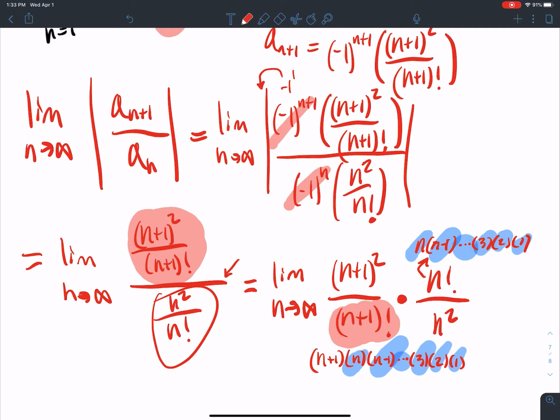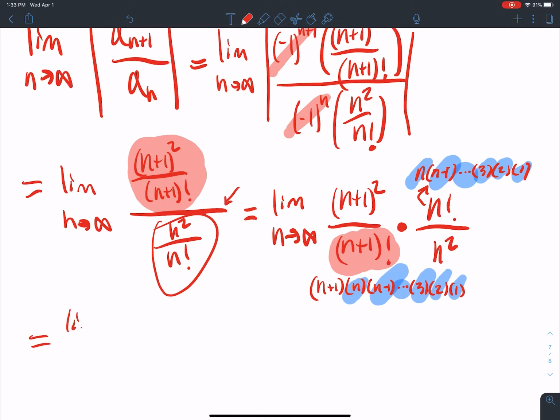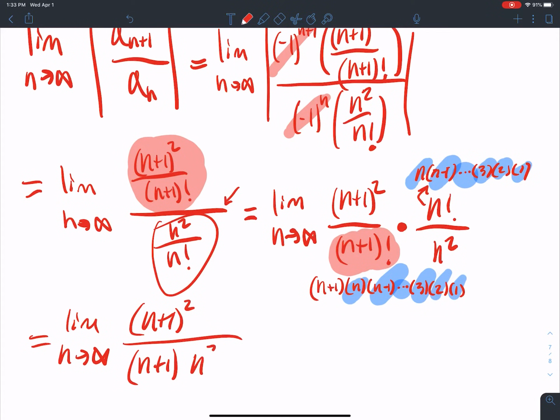So what am I left with? I'm left with the limit as n goes to infinity of n plus 1 squared over n plus 1 times n squared. Okay? So what's going to happen here? Well, my n plus 1 squared cancels with this one n plus 1. So that leaves me just n plus 1 in the numerator. So I get the limit as n goes to infinity of n plus 1 over n squared.